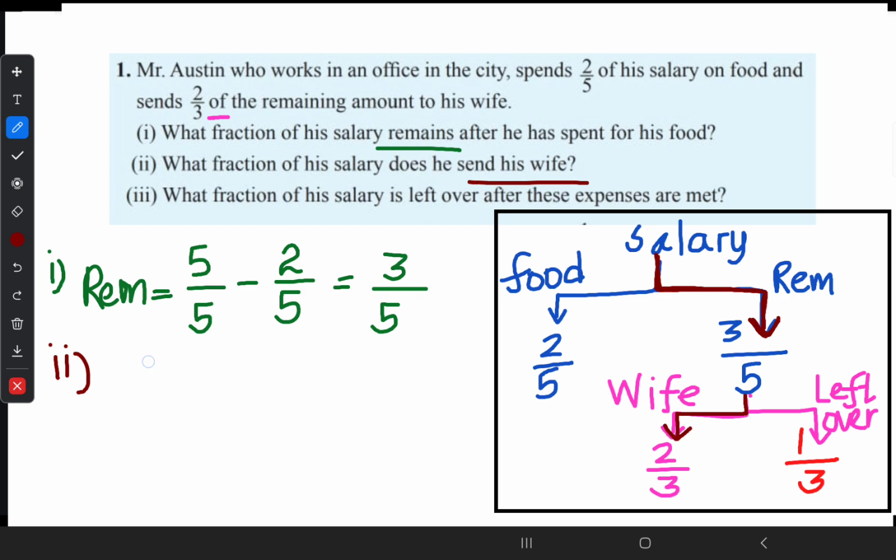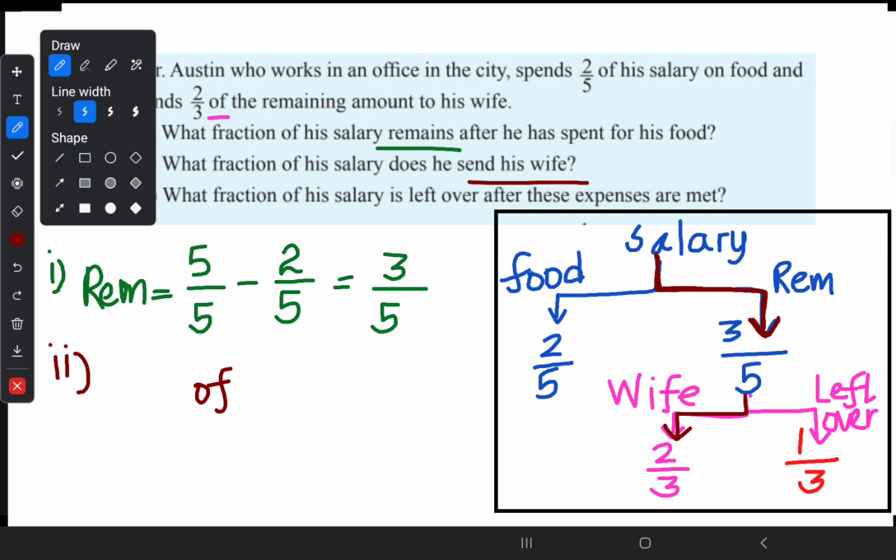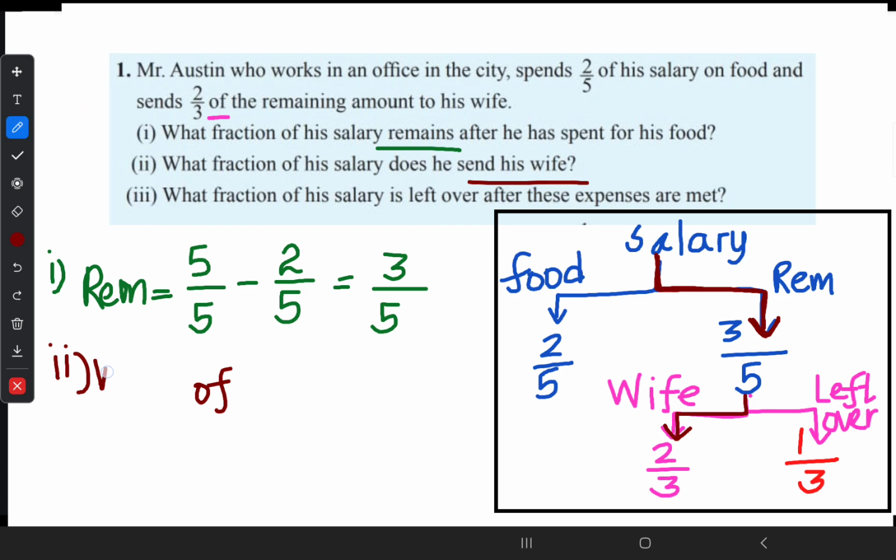So the remaining was 3 upon 5. From that, we have an "of" function here. I told you this is an important one. He sends 2 upon 3 of the remaining. So 2 upon 3 of, I'll write it like that, so that will give you more idea about it. So 2 upon 3 for his wife. We have to find the fraction 2 upon 3 of the remaining. Now we found the remaining fraction already. The remaining fraction was 3 upon 5. That's what you should substitute here.